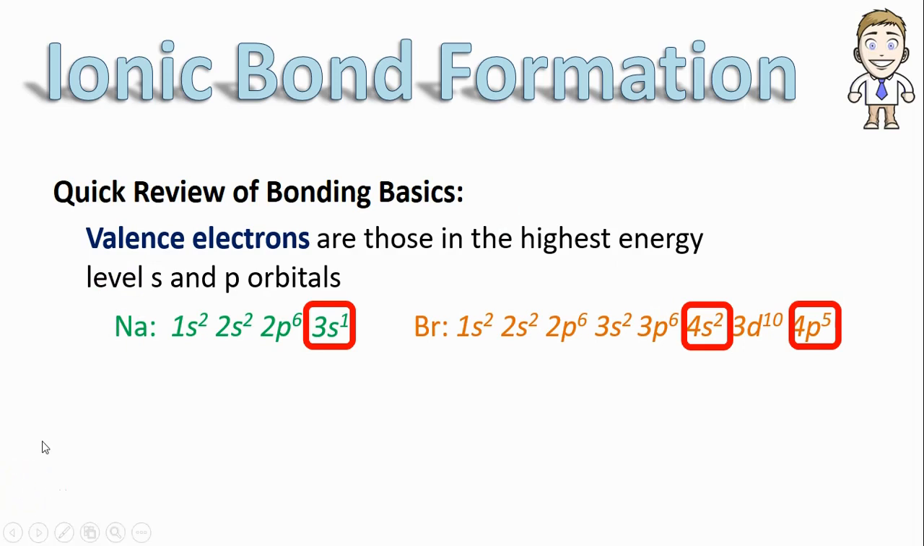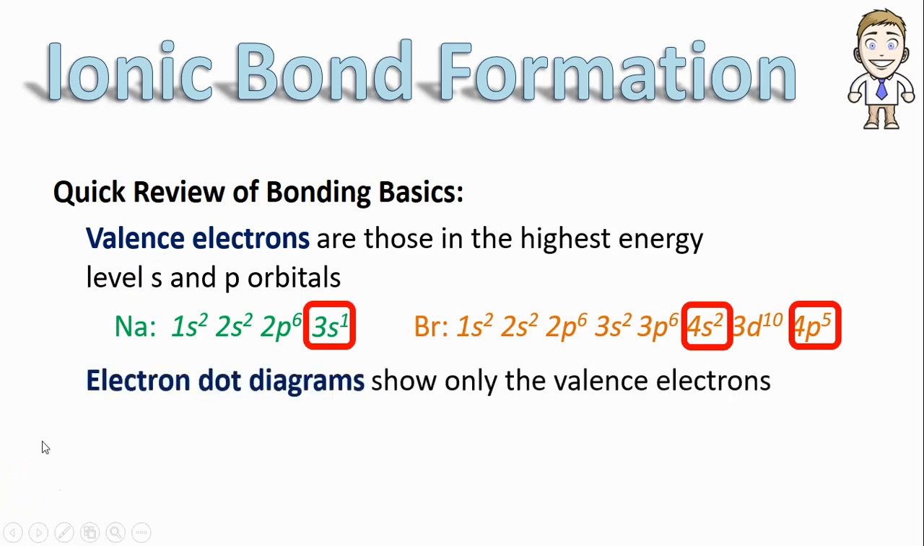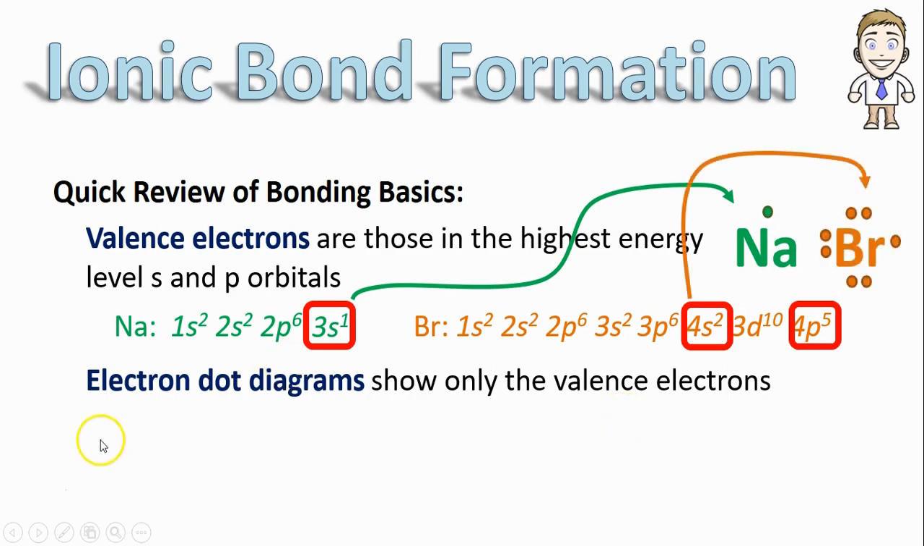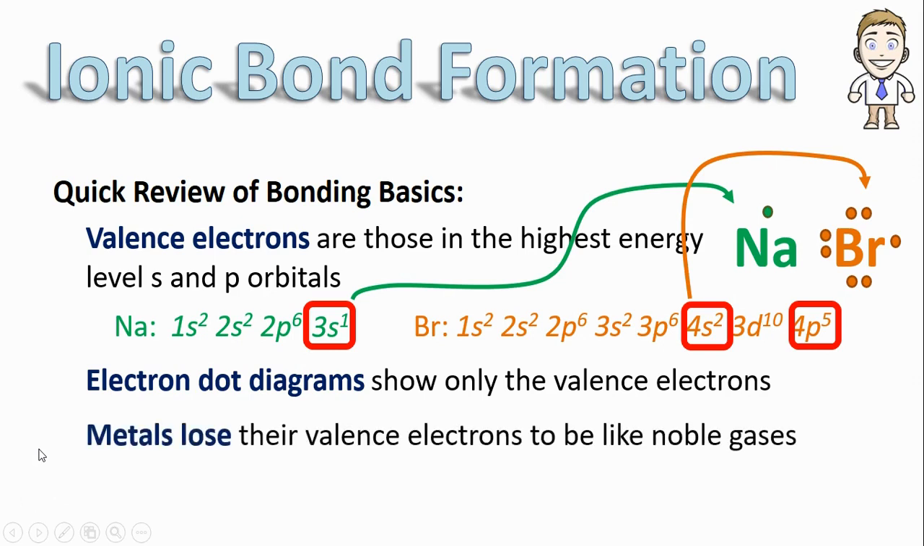Once you know about valence electrons, you can draw electron dot diagrams, which is really just a much faster way of showing only the valence. If we don't care about the 1s2, 2s2, 2p6 for sodium, couldn't we only show its one valence electron? So you'd put one dot around the Na symbol, and for bromine's 2 plus 5, 7 valence, you would do 7 dots. And last but definitely not least is what these atoms do with their valence electrons.